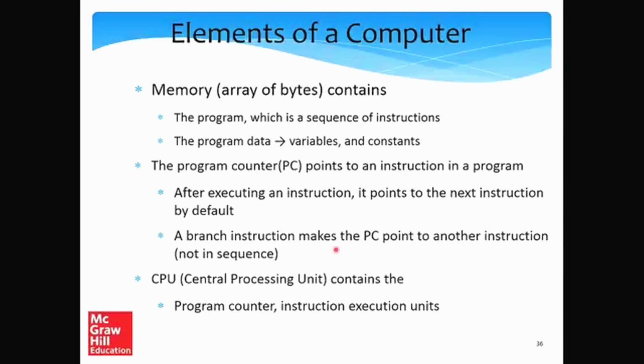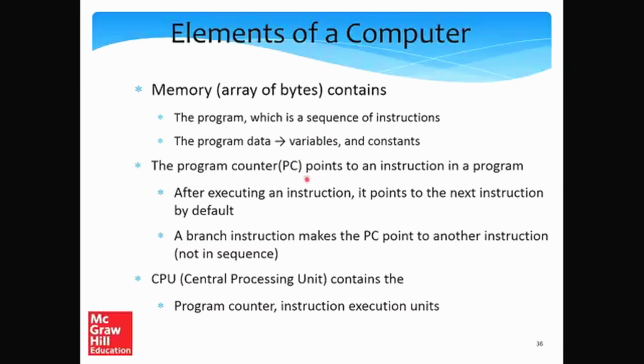It contains the program, which is a sequence of instructions. We can maybe divide the memory into two types: instruction memory and data memory. The program data, which is the variables that you use, the constants that you use, the files that you work with, are all there in the program data memory. So this is the memory part.